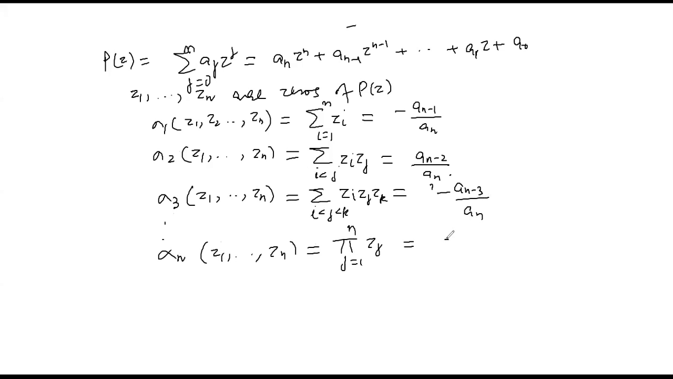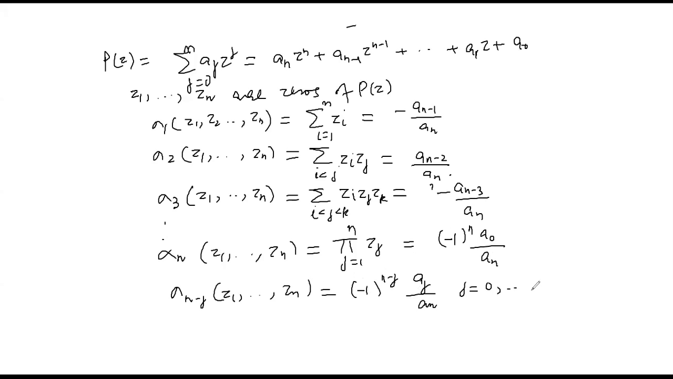And of course, it is equal to minus, last pe kya bacha? A0 by a. And I said that, or in general, you can write it in this form. Sigma n minus j of z1 up to zn is equal to minus 1 raised to power n minus j into aj by an, where j runs from 0 up to n. हाँ, यहाँ पे हमने sigma 0 को खुद से ही define कर दिया, just to make the picture complete. This is equal to 1. Okay, now you know this.